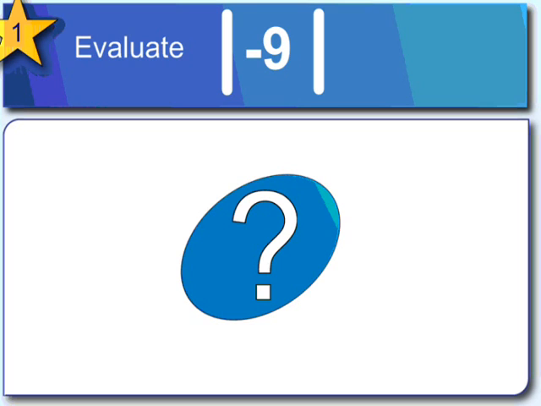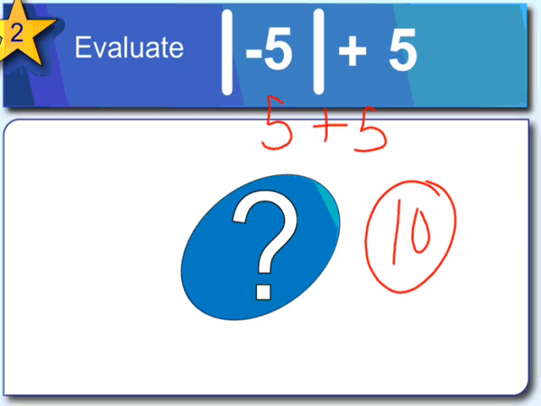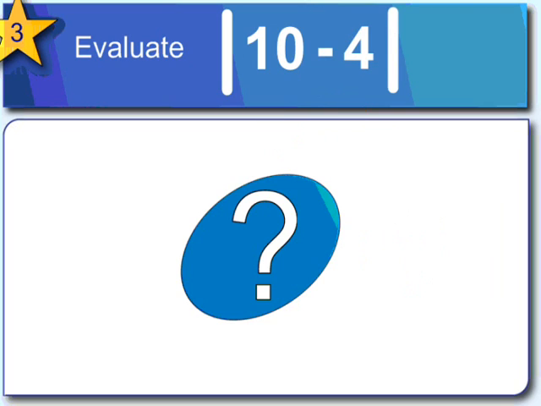Okay, a couple of quick questions. What is the absolute value of negative 9? It would be 9. What is the absolute value of negative 5 plus 5? Well, the absolute value of negative 5 is 5. And then 5 plus 5 is 10. Okay, here's one where we need to do everything inside the symbols first. 10 minus 4 is 6. And the absolute value of 6 is 6.